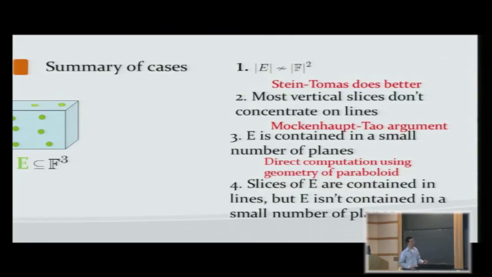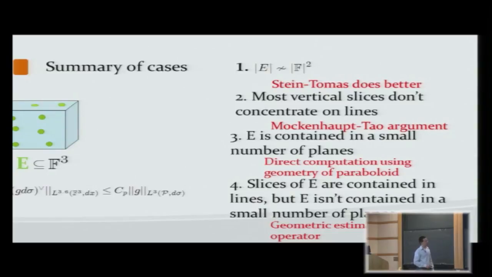Then I have this fourth case where slices of E are contained in a line. So every time you slice in a vertical direction, you get a line, but these lines don't concentrate on a small number of planes. And in that case, I can actually understand this convolution operator that I've associated to the problem. This goes all the way down to 3.6.